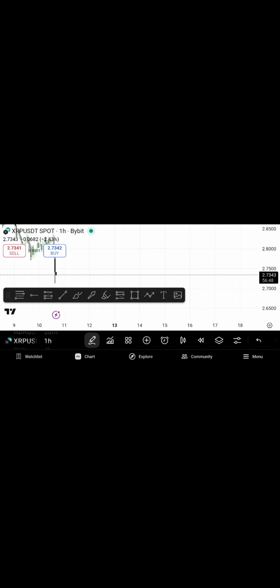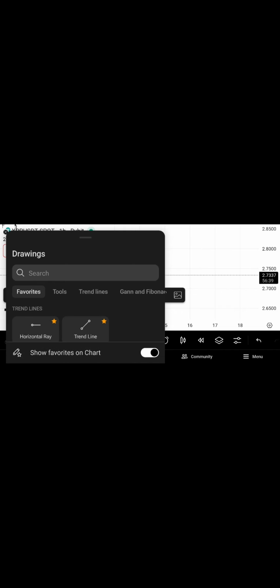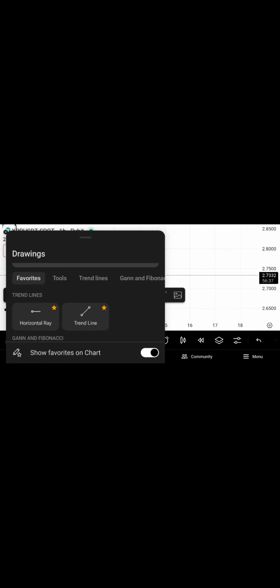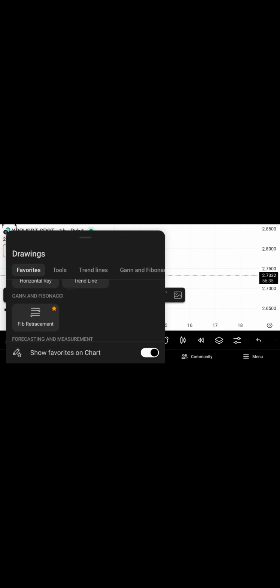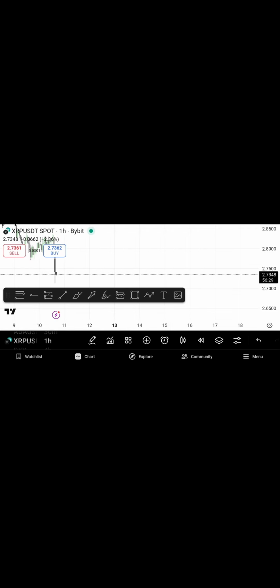So you can come and tap it like this. After you tap it, you see drawing. So you can come and select all the tools. I put it from the group. You can select. You see those are my favorite, like trend line, horizontally, Fibonacci retracement, long position, short position, brush, and the rest. So I will just take one by one and explain briefly for you guys.